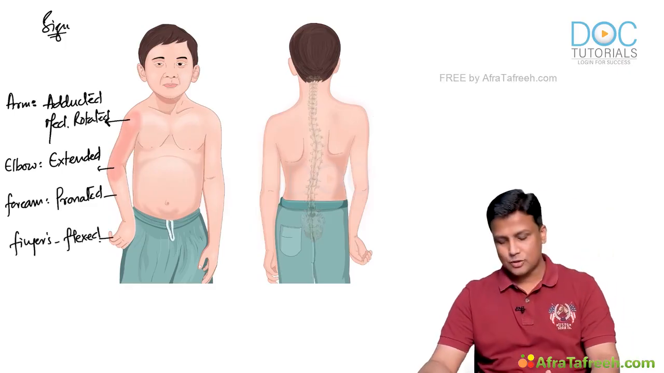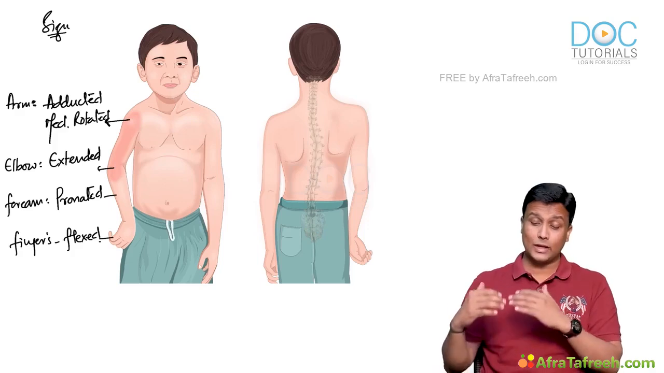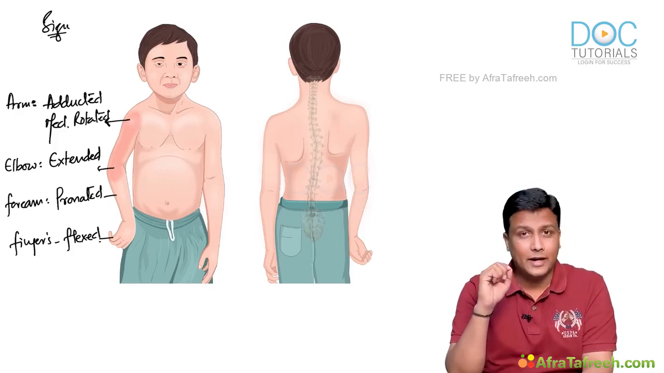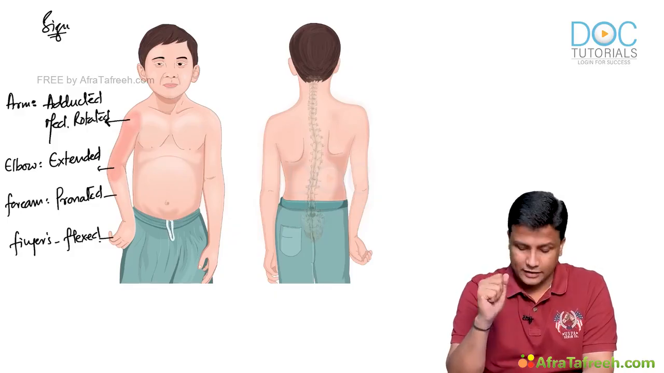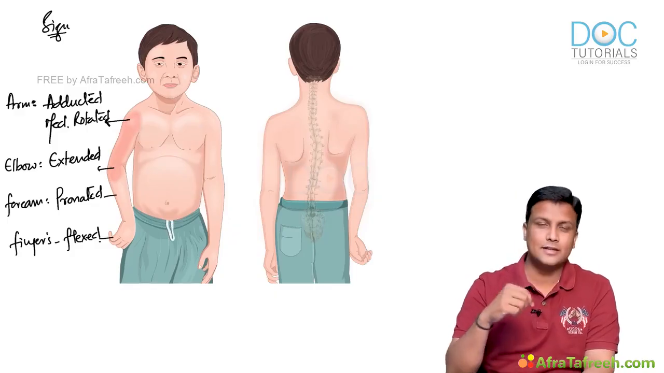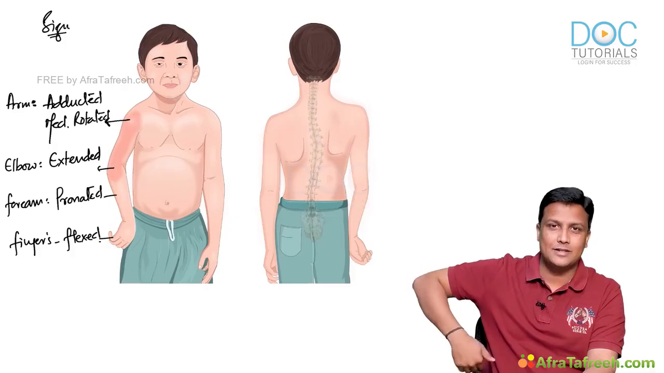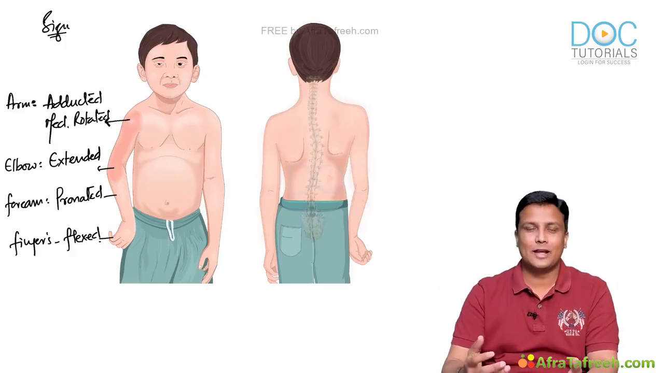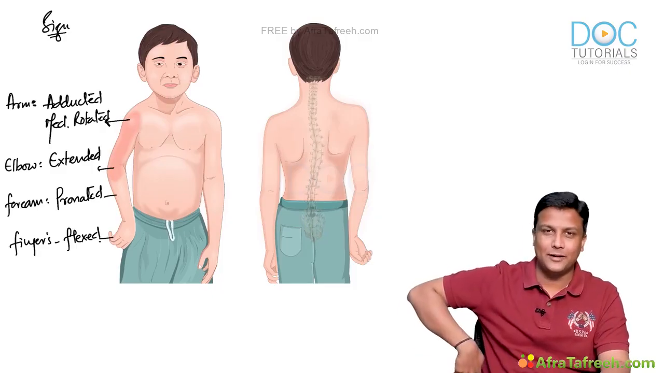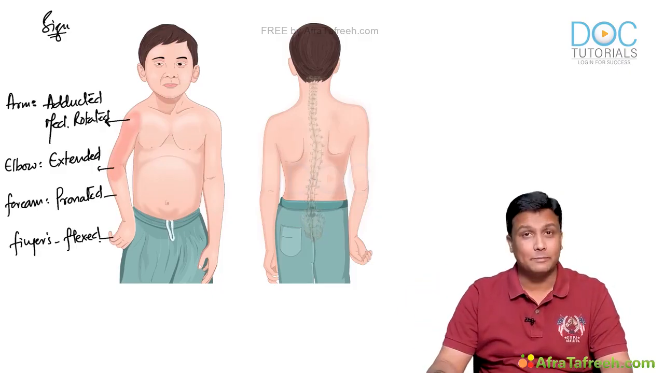Is it fine? So for the arm, you actually have to know it in sequence, guys. The arm will be adducted and medially rotated. The elbow is extended, the forearm is pronated and the fingers are flexed. And overall, it is giving the appearance of a policeman's tip hand, as if the policeman is taking a tip. It is also known as the waiter's tip hand. Sometimes the waiters will also come and take the tip from behind. And it is also known as the porter's tip hand.